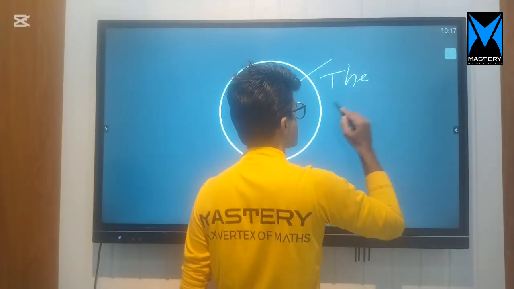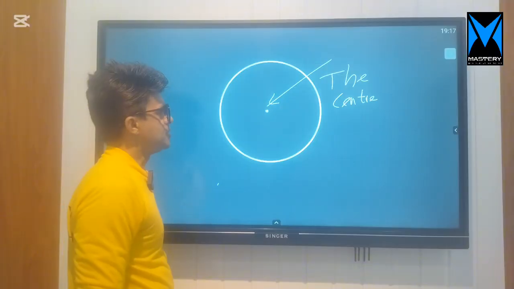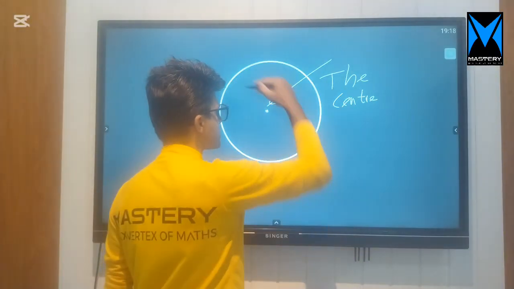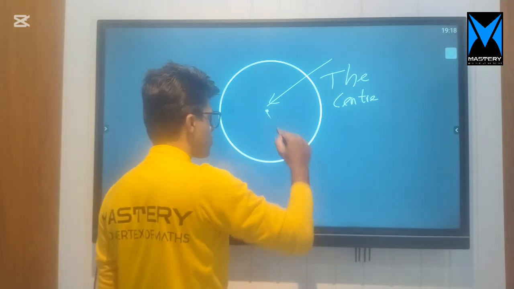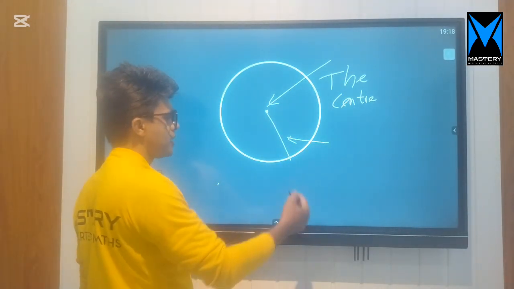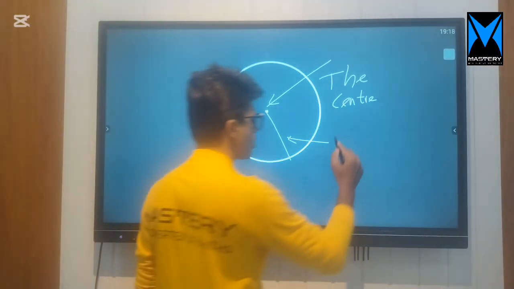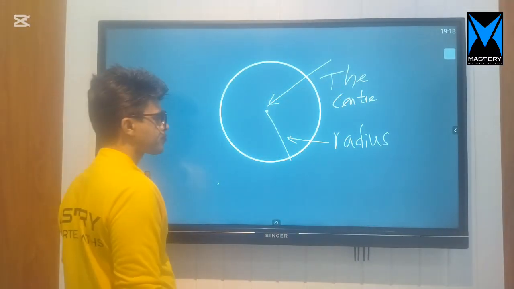These are the basic things that you need to know in this lesson. The center. And also, this is named as the circumference. Then from here to here, the distance, the straight path, we say generally as radius.